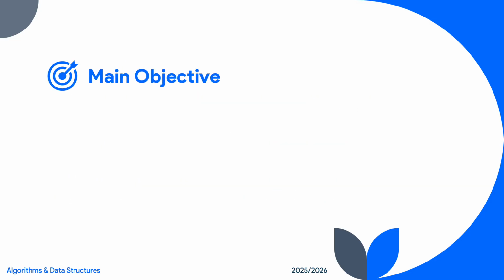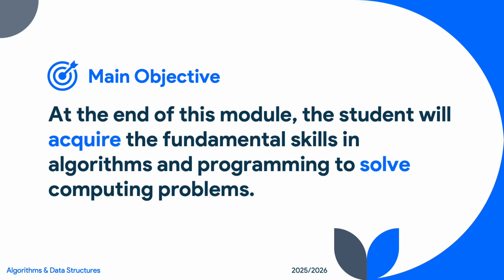What is the main objective of this course? At the end of this course, the student will acquire the fundamental skills in algorithms and programming to solve computing problems. But what will you learn more specifically?